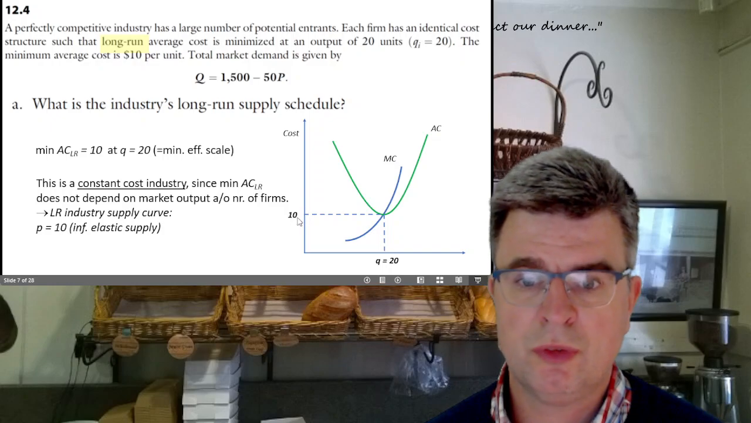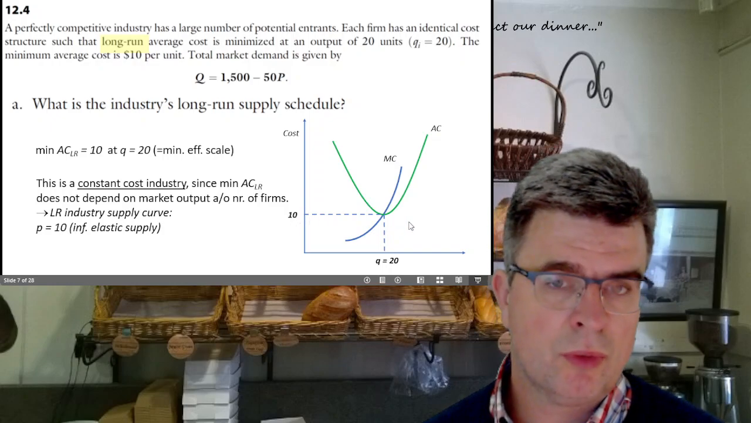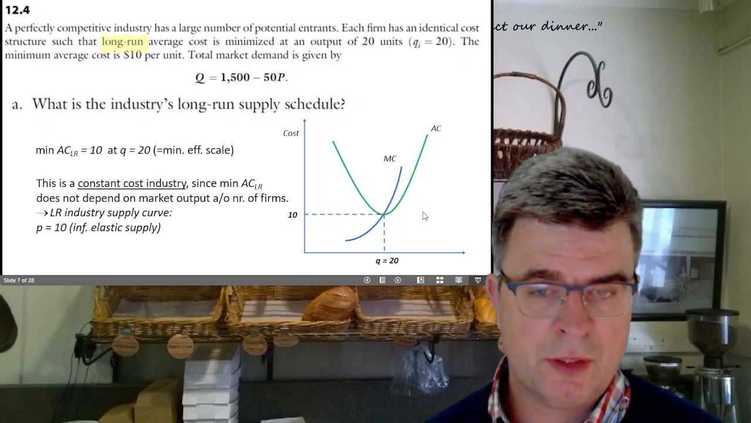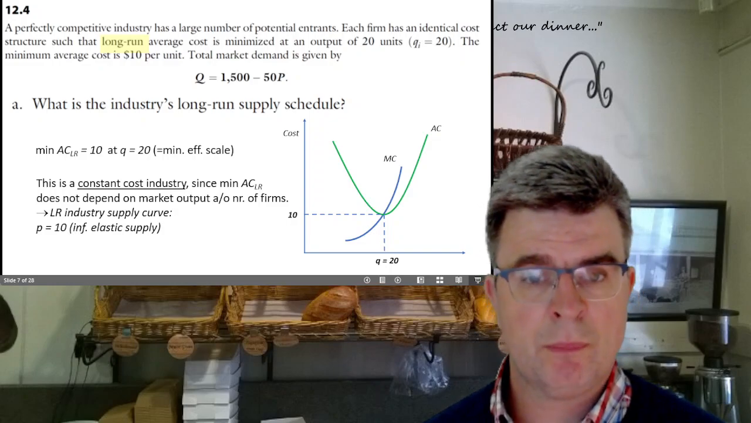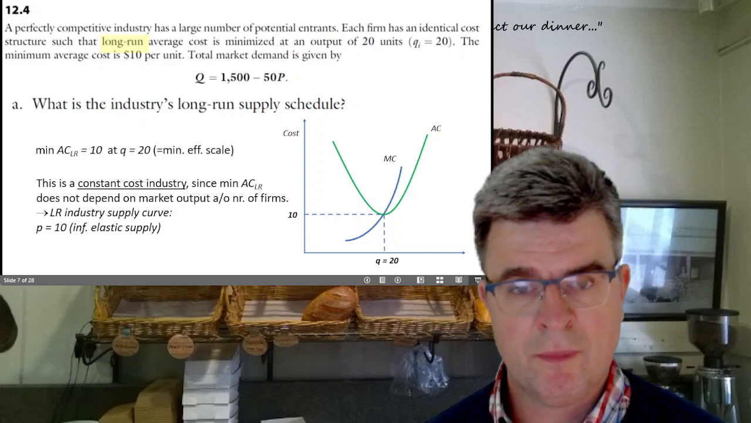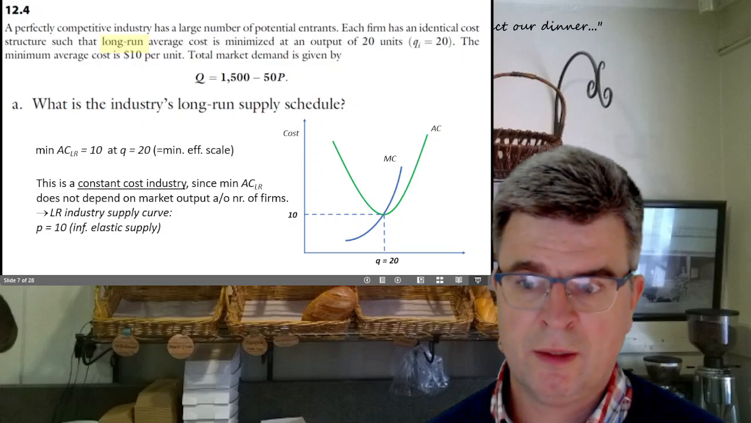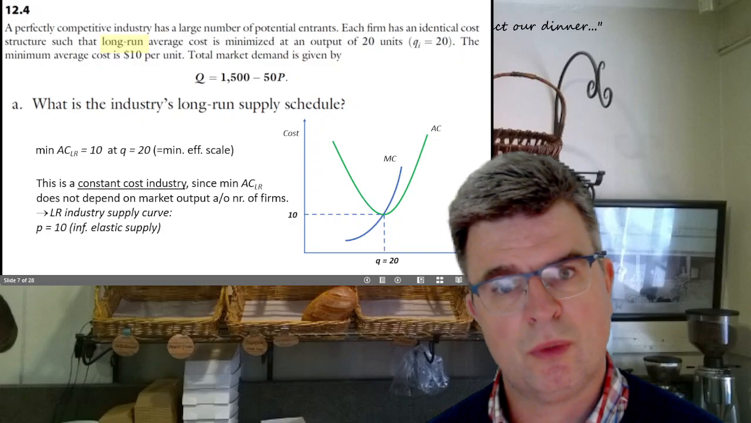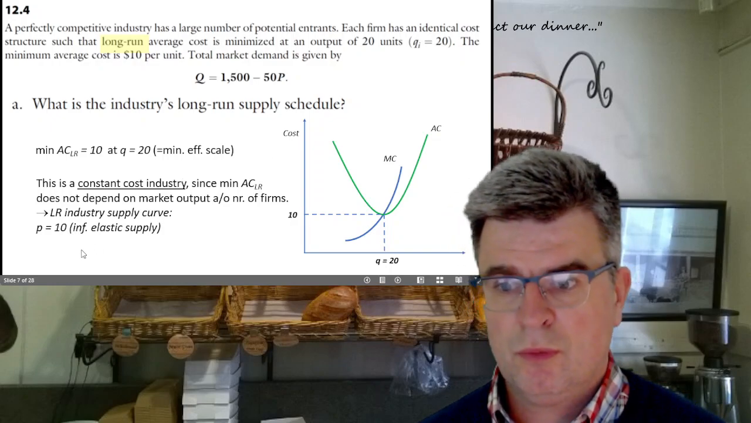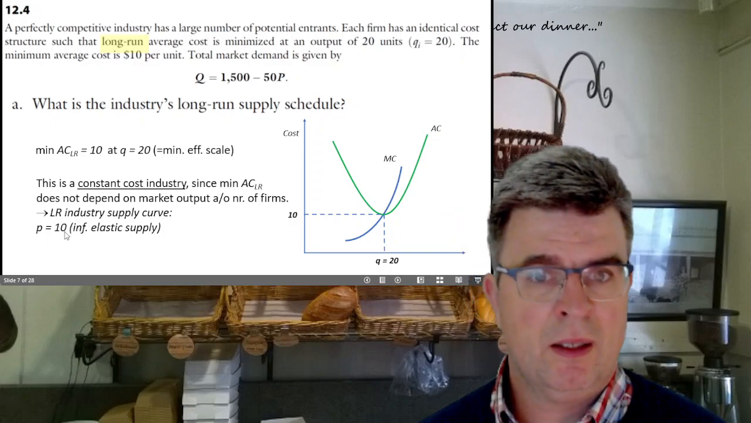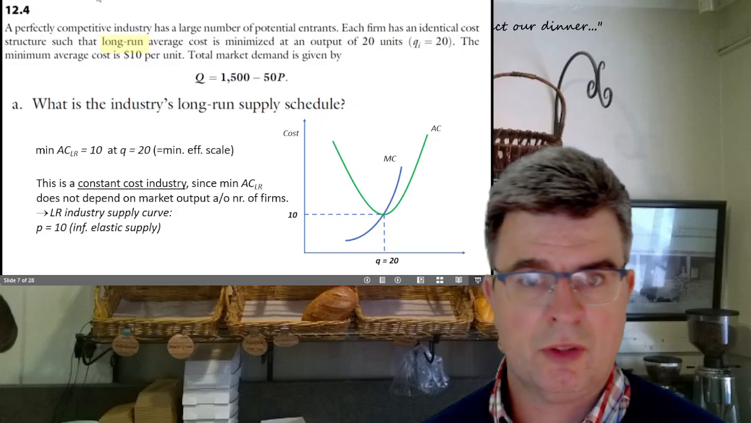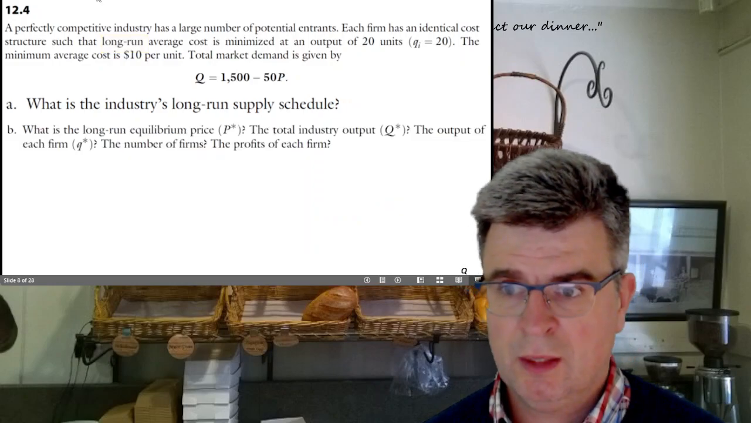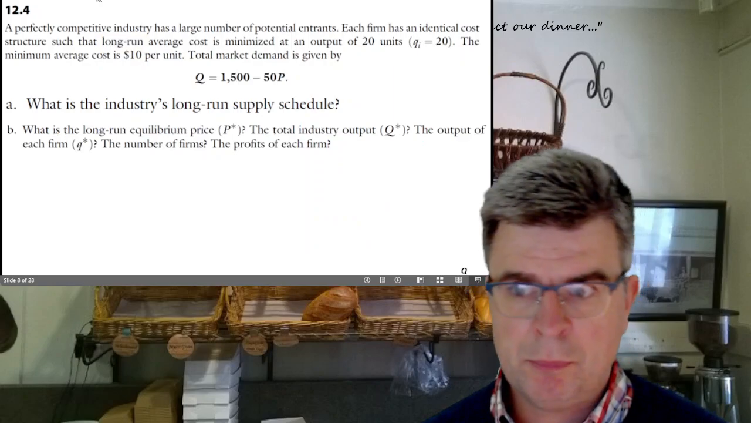So the long run industry supply curve is identical to P equals 10. So it's the horizontal flat line. In the long run, the number of firms will always adapt such that each firm will produce 20 units, they will sell at a price of 10, and we have infinitely elastic supply at the price level of 10. So very simple equation, and this completes question A. And then we can move on with question B.